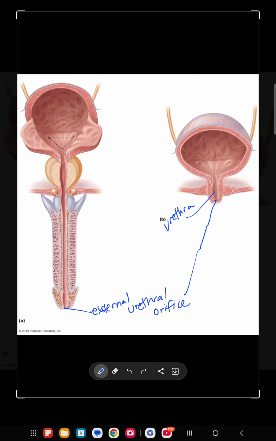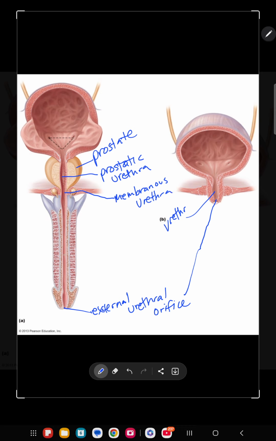areas of where you label the urethra for a male is to start with the prostate. This area is the prostate. So the urethra that passes through the prostate is known as the prostatic urethra. Then when you get out from the prostate, it is the membranous urethra. And then the urethra that's in the shaft of the penis is called the spongy urethra.